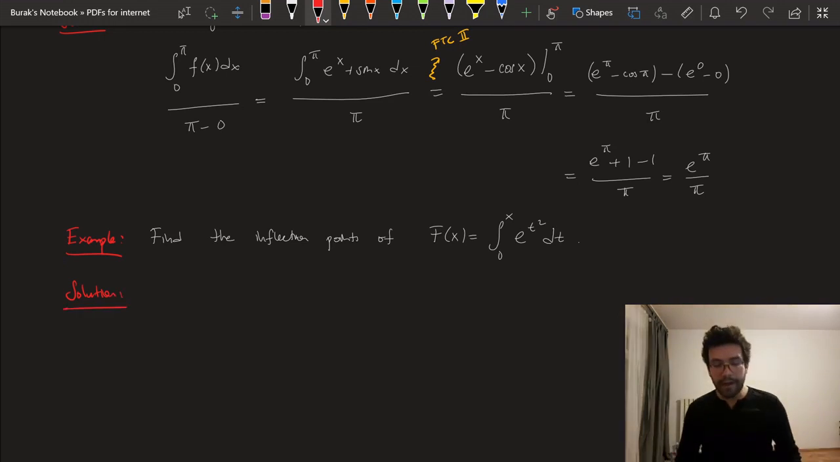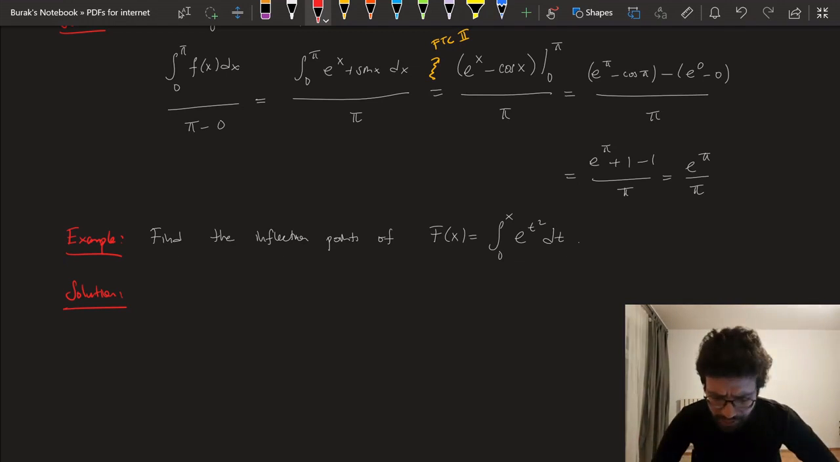So, I need to find the inflection points of a function. What do I need to do? I need to find the second derivative. Okay? So in order to do that, I need to find the first derivative. But before that, I need to look at my function. What is my function? My function is defined as a definite integral. Big F of x is the integral from 0 to x of e to the power t squared dt.